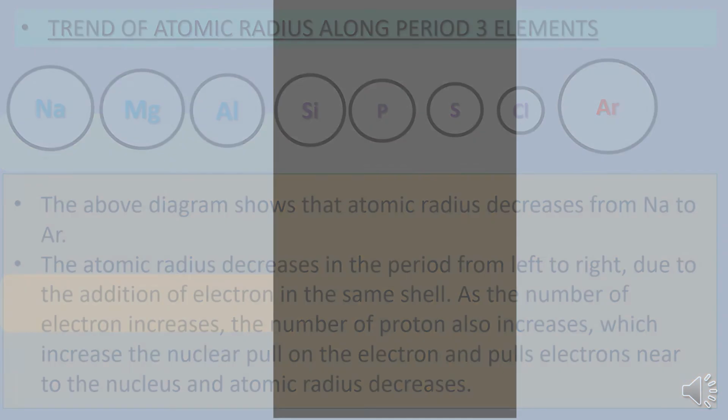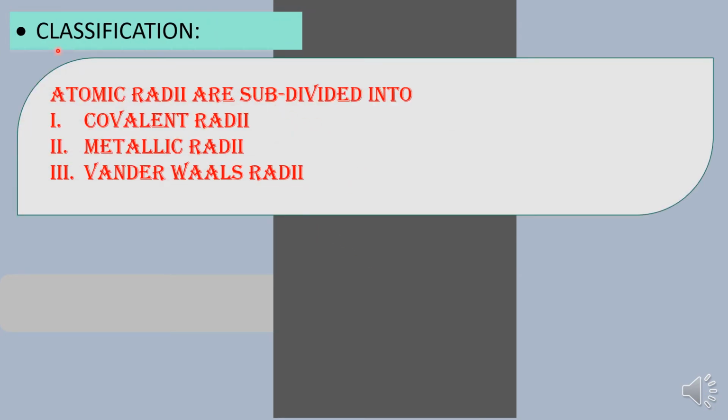Now we are going to study different types of classification of atomic radius. Atomic radii are subdivided into covalent radii, metallic radii, and Van der Waals radii.